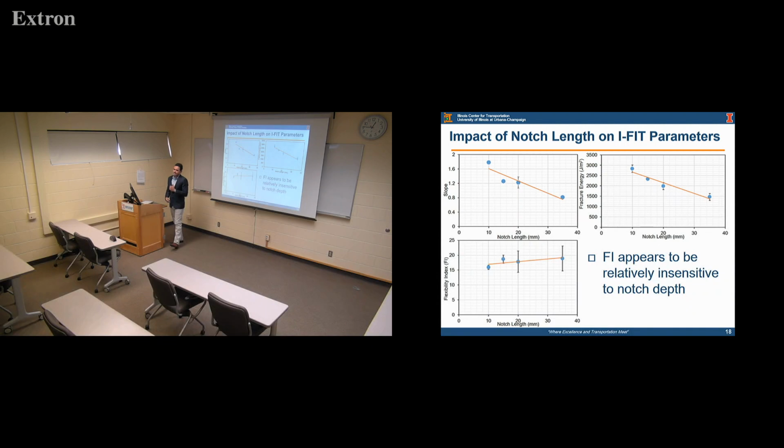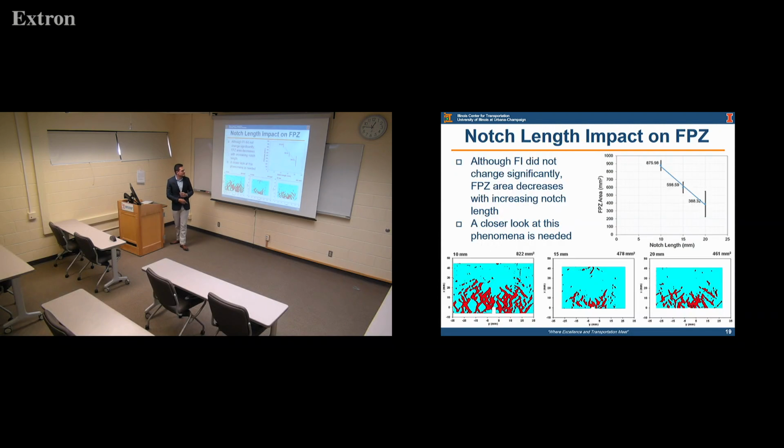So both of them decrease because of the decreasing weakness of the specimen. What is happening with the fracture process zone with notch length? When we increase the notch length, we saw that the fracture process zone decreases. That's what you can see here in the image at the bottom and in the graph on the right. The average fracture process zone area significantly decreases as the notch length increases.